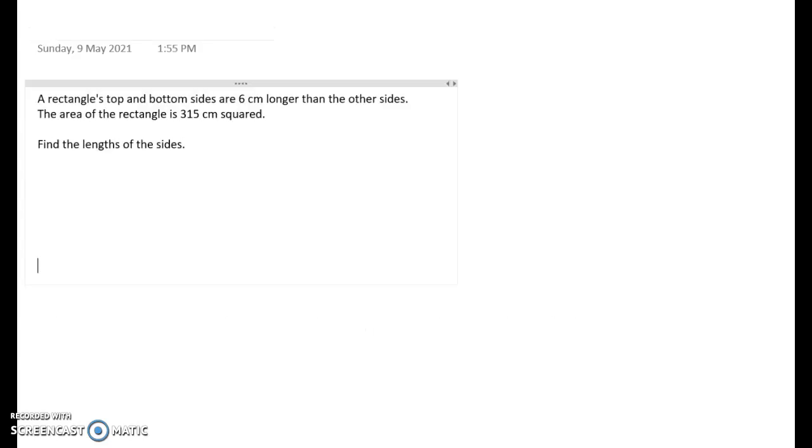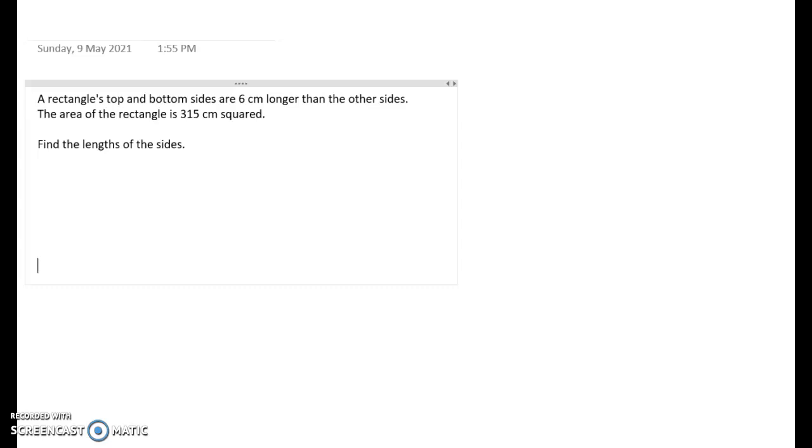Okay, so here's the first one. A rectangle's got 4 sides, obviously. The top and bottom sides of a rectangle are 6 centimetres longer than the other sides. And the area of the rectangle is 315 centimetres squared. And we're asked to find the lengths of these sides.